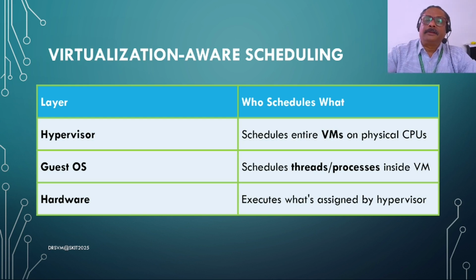The hardware doesn't have any information about how many users are there, how many processes are there, how many threads are there. Nothing. Everything is hidden from the hardware. The hypervisor is assigning all these things. So it is the duty of the hypervisor to maintain the fairness and all details about scheduling.